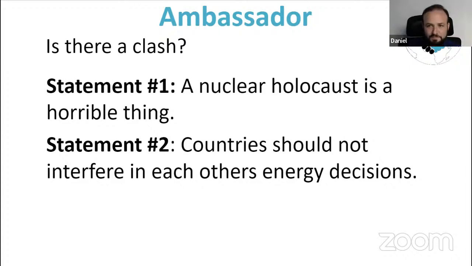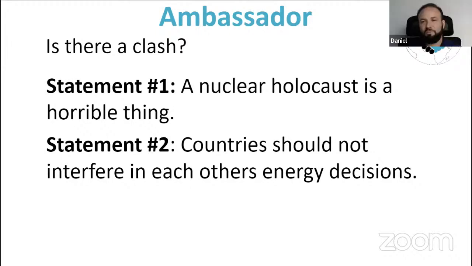Well, I believe this could be a little bit controversial, because if we're talking about using energy, that can affect global warming or something like that. So maybe there's a certain type of interference. It's not the straightforward interference that we're talking about. Is there a clash or no? Depends on the people engaged in the debate.